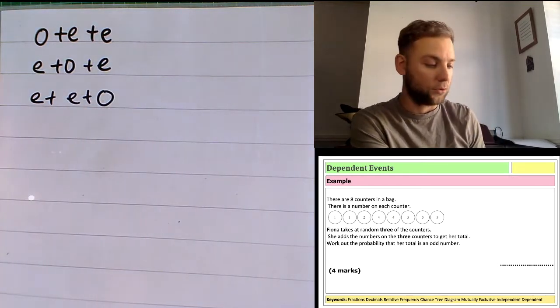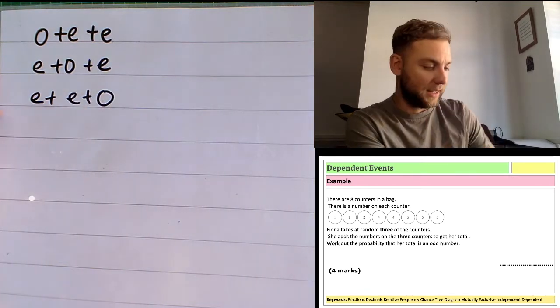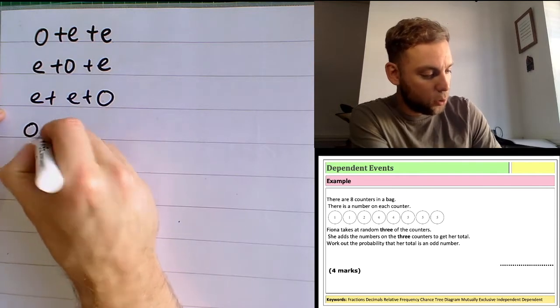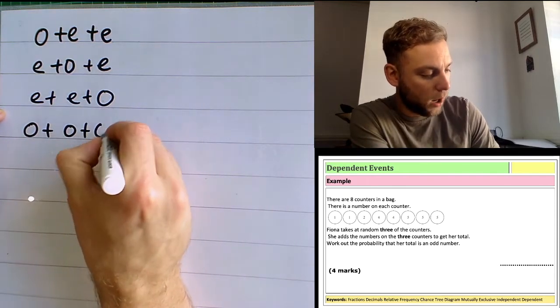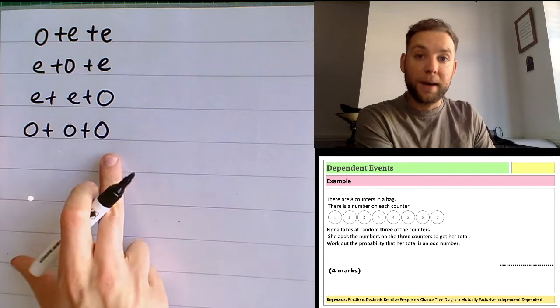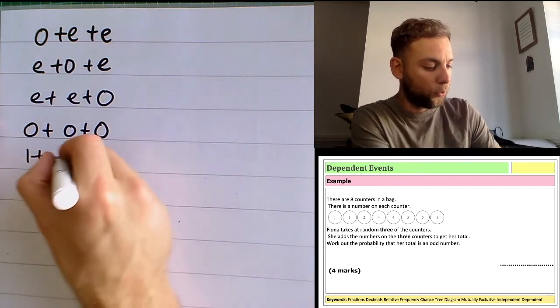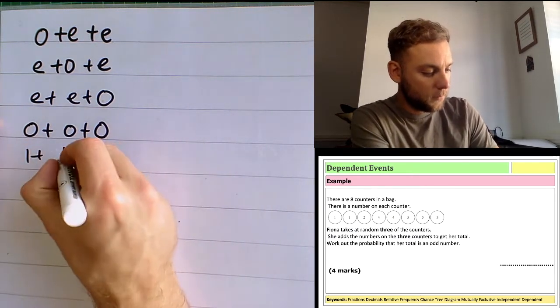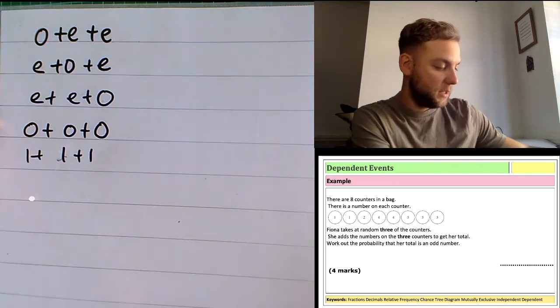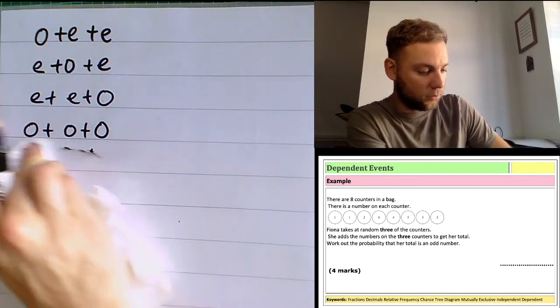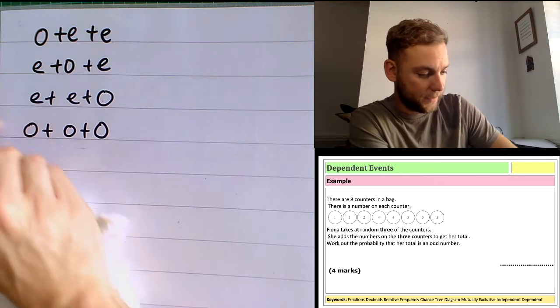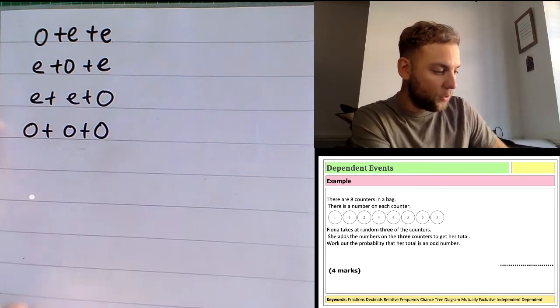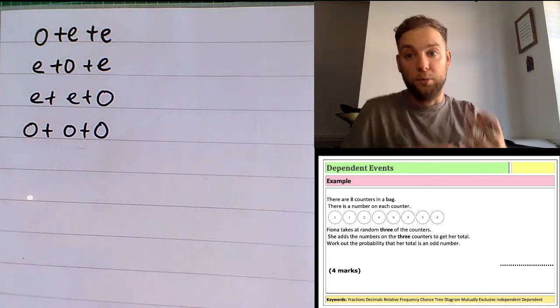Okay, that'll give me an odd number. Now the other one, which I need to think about, is odd plus odd plus odd, because there's an odd amount of odds. We can check that if we want. 1 plus 1 plus 1 is equal to 3, which is going to be equal to an odd number. So yes, that one works as well. Now, these are all the different outcomes for getting an odd number.